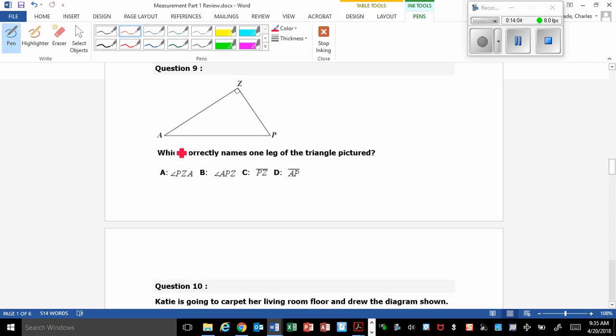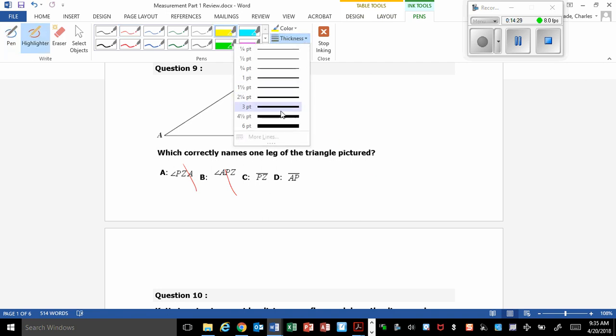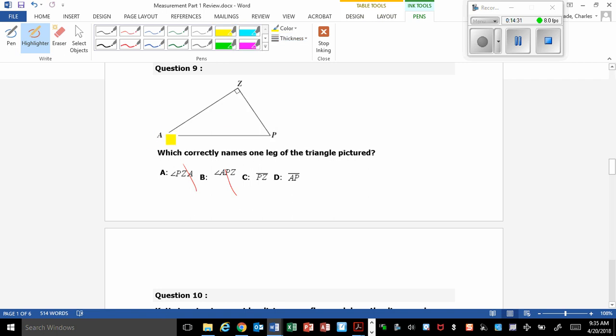Again, naming parts. Which correctly names one leg? Remember, lines, all right, these lines make up the legs and the hypotenuse. So a line segment is going to have 2 letters, the 2 endpoints with a line over top of it. These are naming angles. So I know right away I can take those out. So 2 legs, right? This is a leg, and that's a leg. And they just want to know, name one of them.